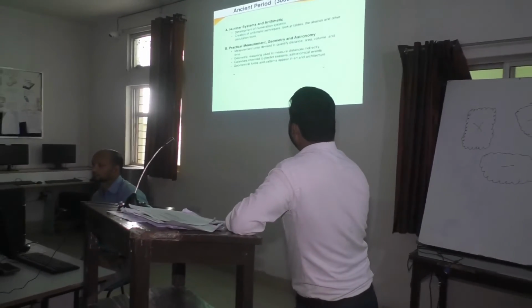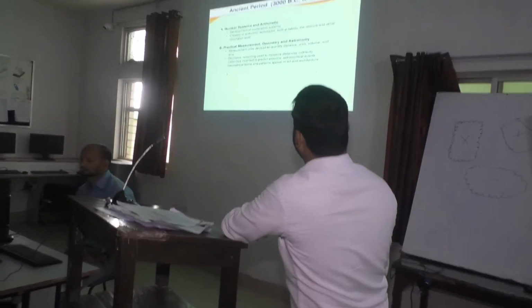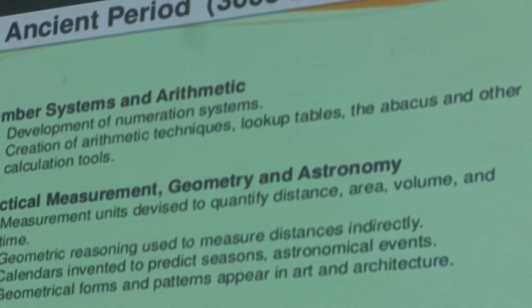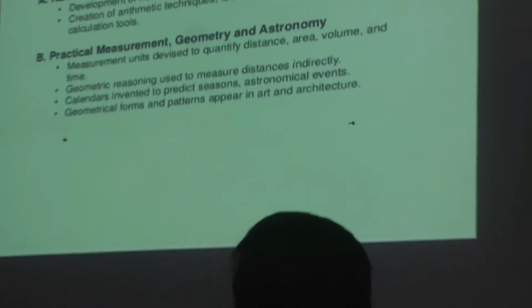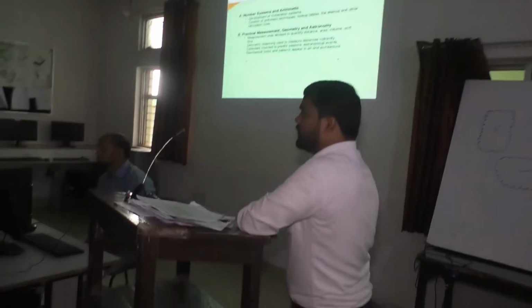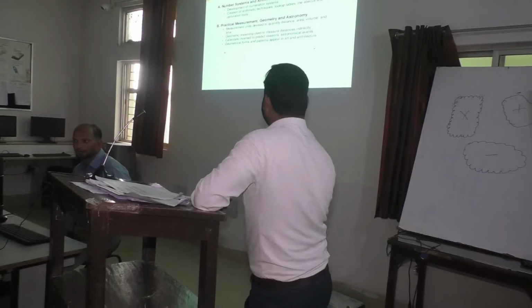Practical measurement, geometry, and astronomy. Measurement units devised to quantify distance, area, volume, and time. It was the time when the units were devised. Geometric reasoning used to measure distances indirectly. At that time, geometric reasoning was also involved.